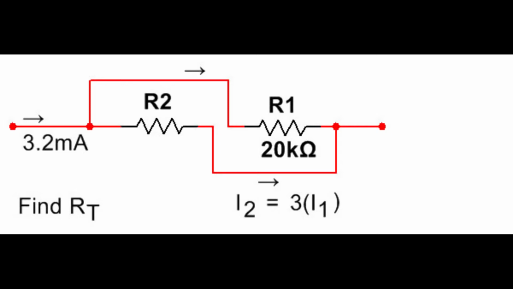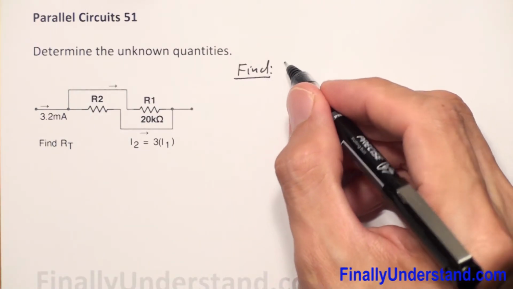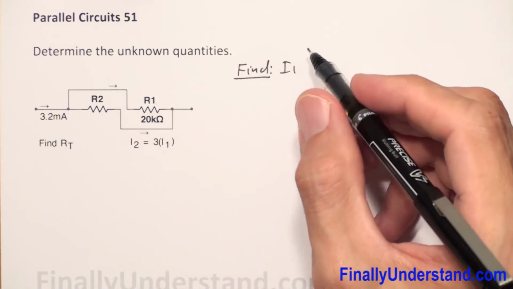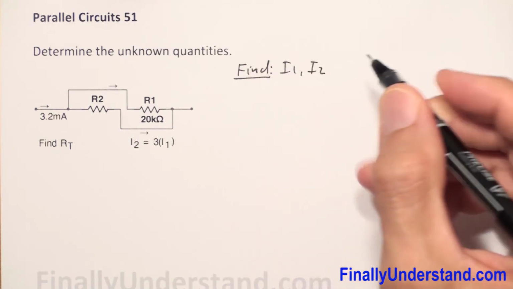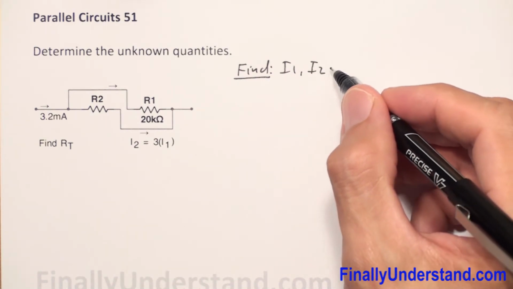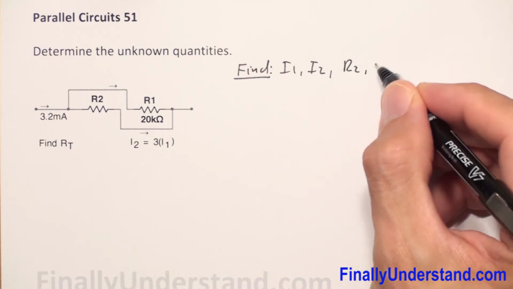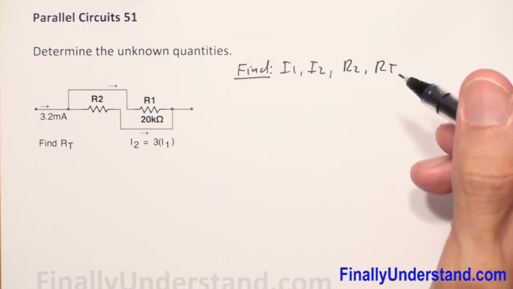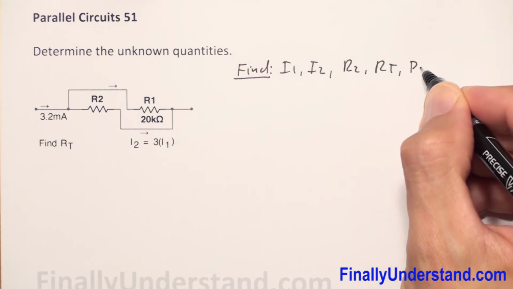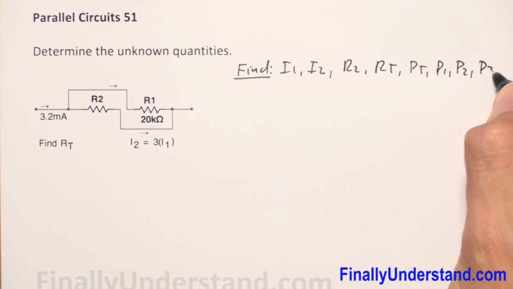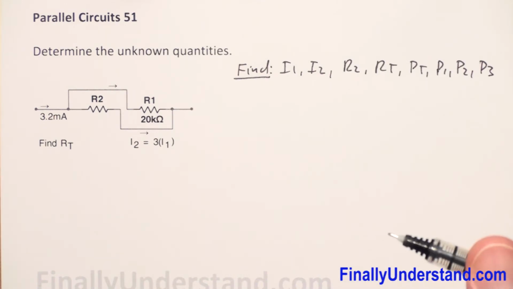Let's take a look at this example. We have to find I1, the current which will go through resistor R1. We're supposed to find I2. We're supposed to find R2, and we are going to also find R total. Also, we are going to find P total. We are going to find P1, P2, and P3. Basically we'll try to find everything, whatever is possible.